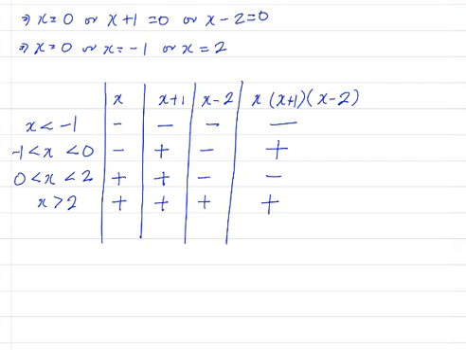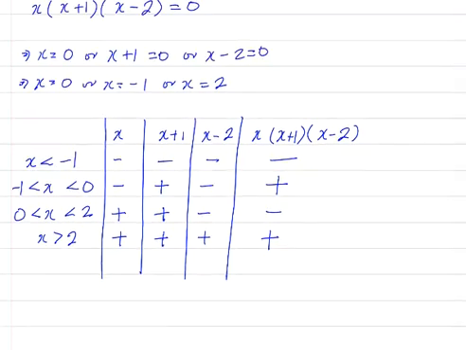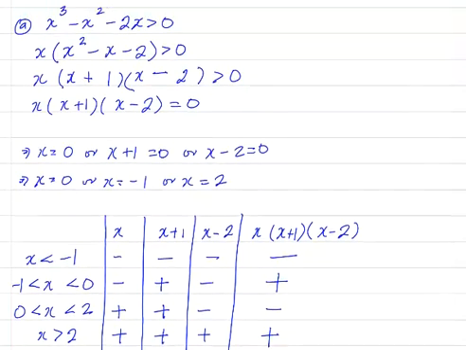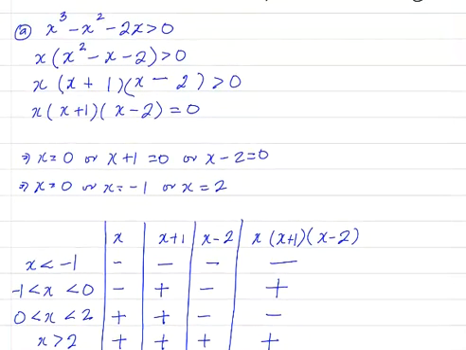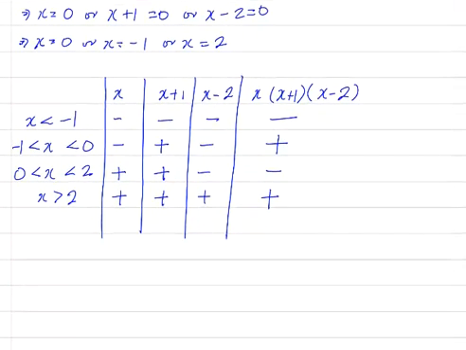So we're asked to solve the inequality x cubed minus x squared minus 2x is greater than 0. Greater than 0 means that it's positive, so the solution is here and here. My solution is x is less than 0 but greater than minus 1, and x is greater than 2. That's my solution for the inequality.